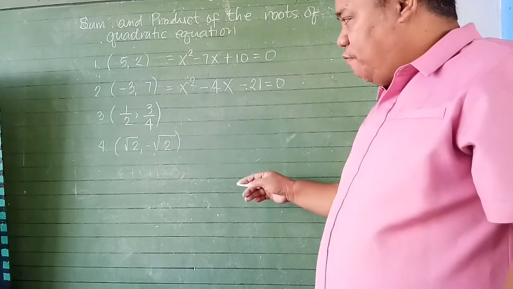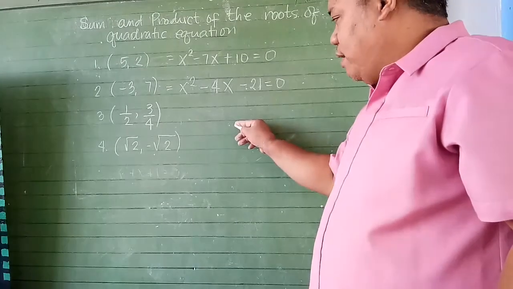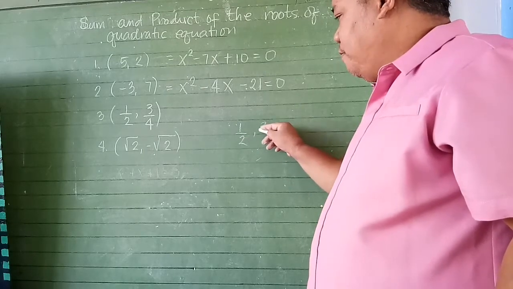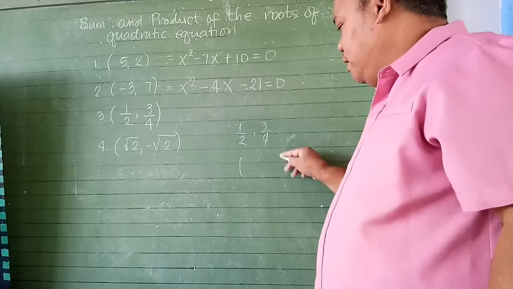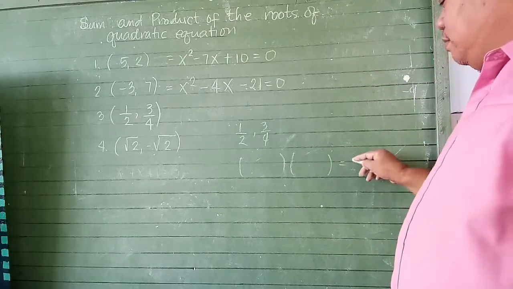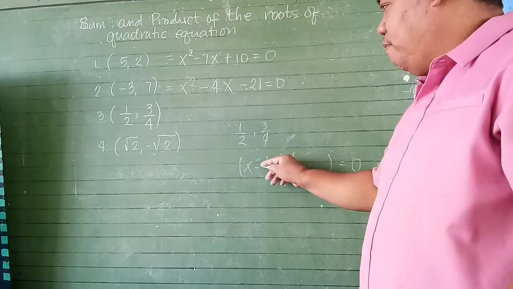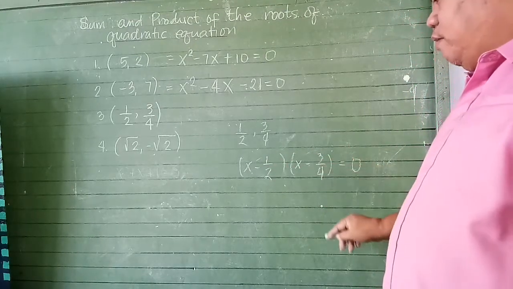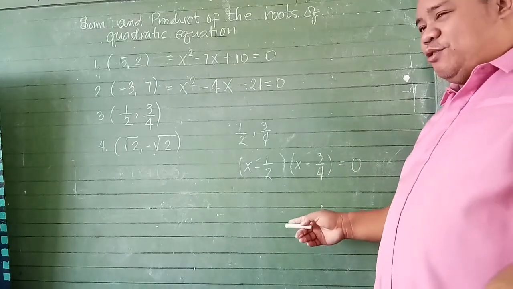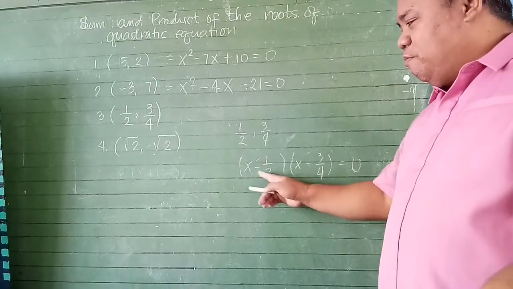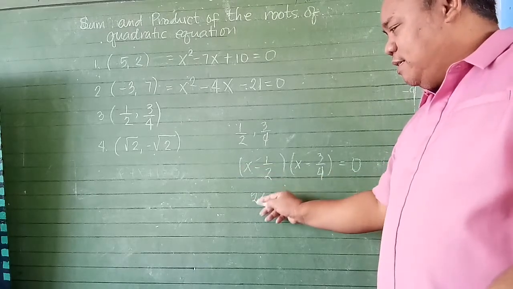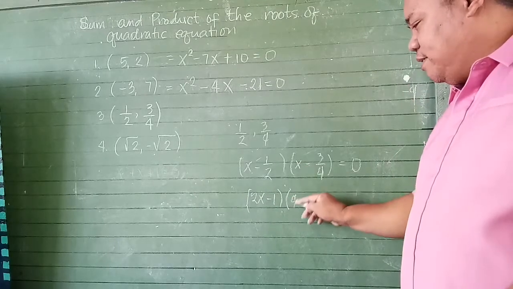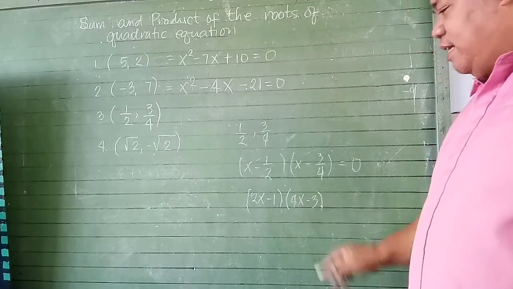Now what about fractional roots? So let's say 1/2 and 3/4. We put again 2 factors: x minus 1/2, then x minus 3/4. So that you do not have to solve fraction by fraction, you move 2 here, so 2x minus 1. Then move 4 here, that's 4x minus 3. And then do the FOIL method.